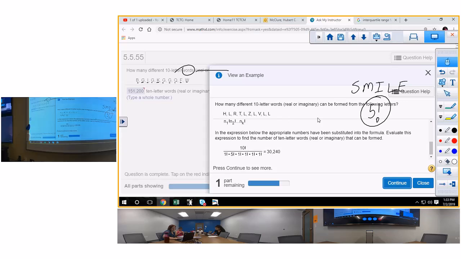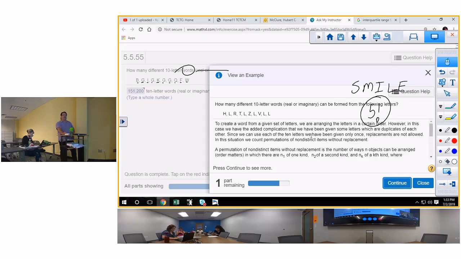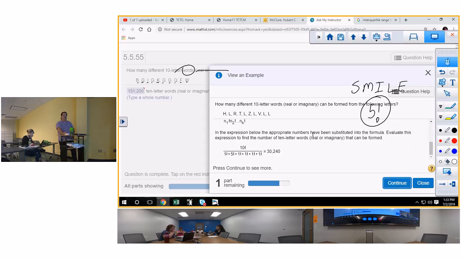But how do you know this? Now I got an answer. I don't know how we're supposed to know the difference. What if 2 of them are repeating? Yeah, it would be 2 factorial. If there was 2 repeating, I think you would have 2 factorial with it. 10 factorial divided by 2 factorial.